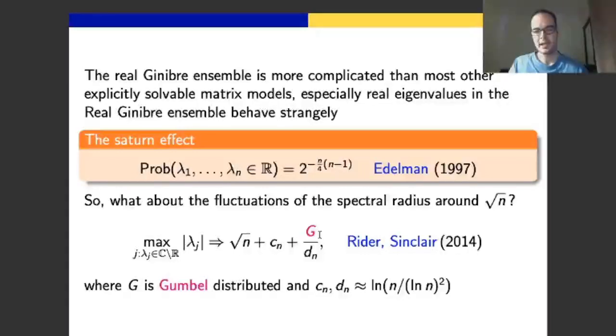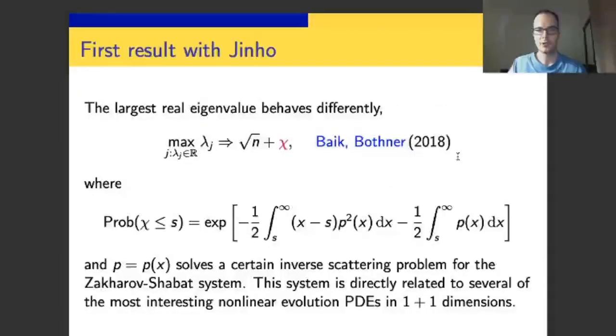What happened on the real axis was unknown till our work with Jinho in 2018, so roughly 2 years ago. What we did, we computed the central limit theorem for the largest real eigenvalue. Couldn't do the same thing for the smallest one.